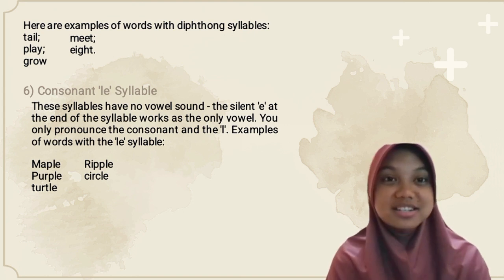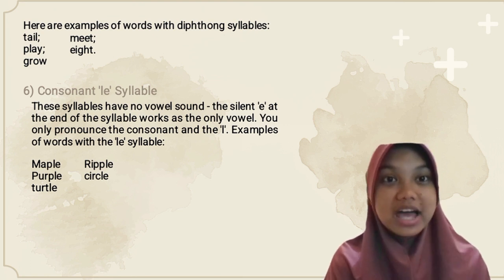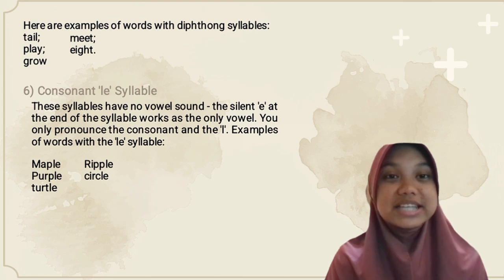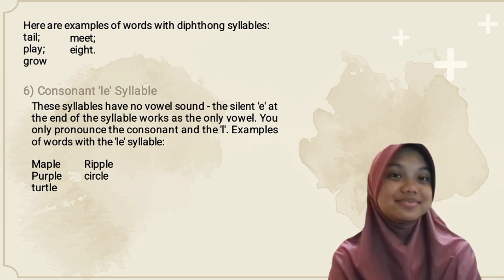The last is consonant-LE syllable. These syllables have no vowel sound. The silent E at the end of the syllable works as the only vowel. You only pronounce the consonant and the L. Examples of words with the consonant-LE syllable: maple, purple, turtle, ripple, and circle.